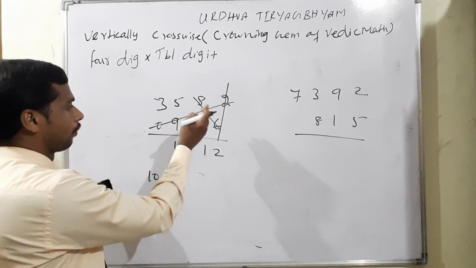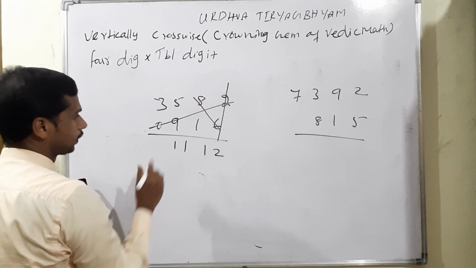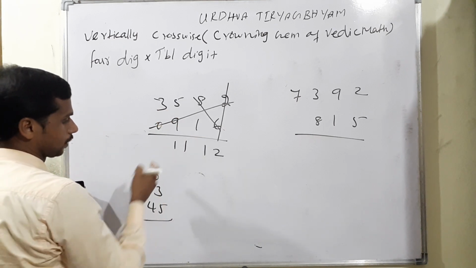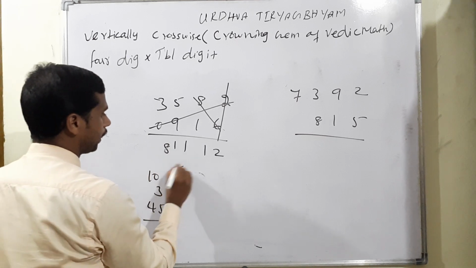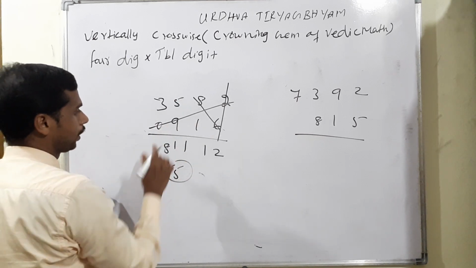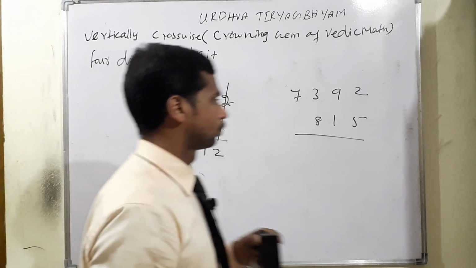Then after finishing the cross 4, then 3. 8 into 0, 0. 3 1s are 3. 9 5s are 45. 45, 55 plus 3 is equal to 58. Again carry 5 only. Now 2 digits. 0, 3 9s are 27. 27 plus 5 is equal to 32.